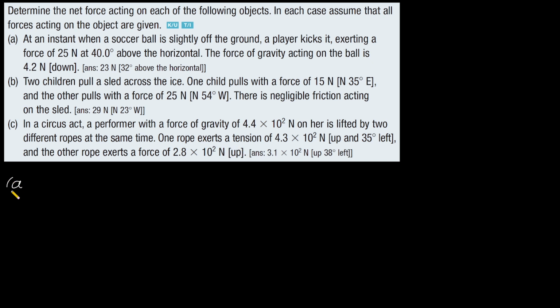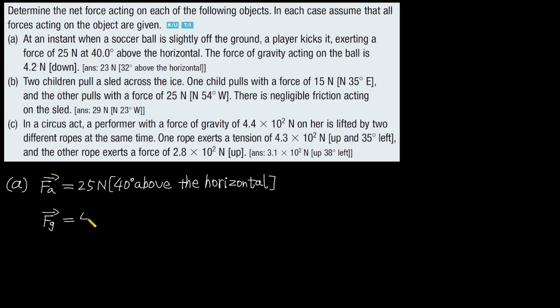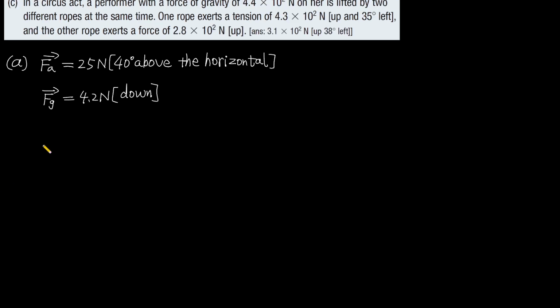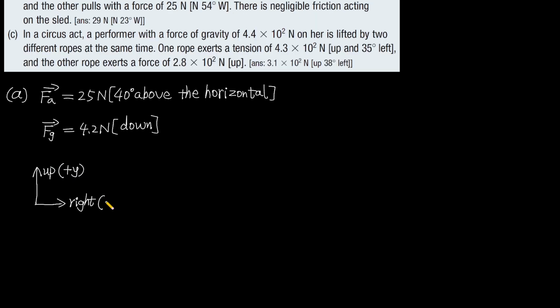Now question A. Use Fa to represent the force of the player exerting on the ball. So this force is 25 Newton. Direction is 40 degrees above the horizontal. The other force is just the force of gravity. The force of gravity is 4.2 Newton. Direction is down. Now I draw the FBD. This direction is up, also positive y direction. And this direction is right, also positive x direction.